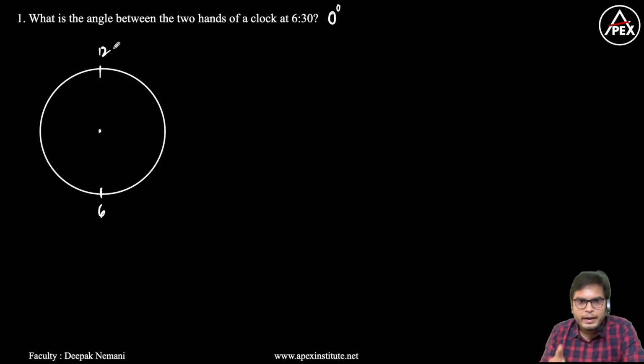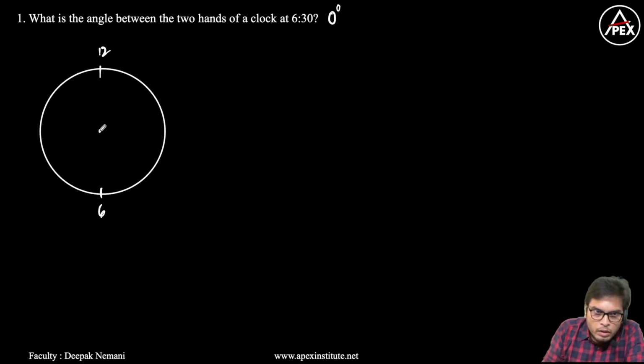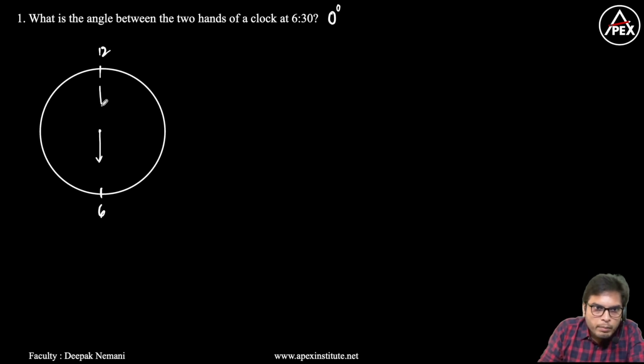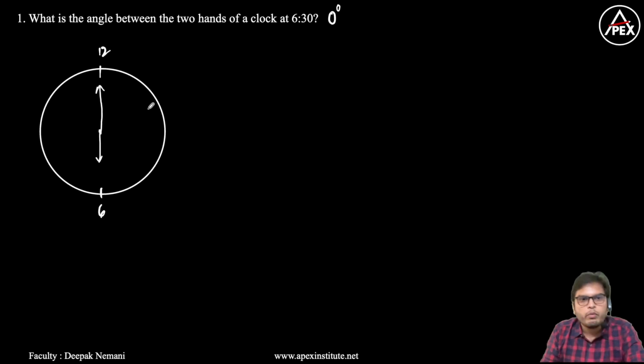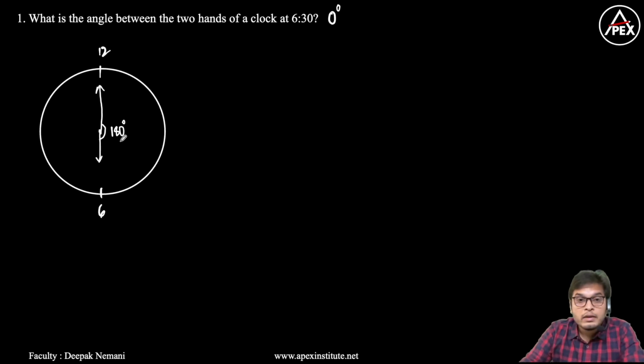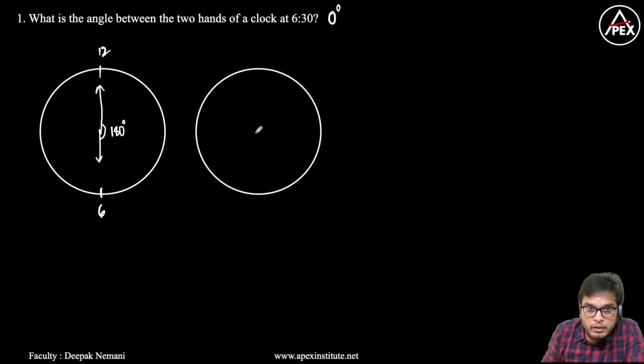6:12, and exactly at 6 o'clock, the hour hand will be coinciding with 6, and the minute hand, the longer hand, will be coinciding with 12, and the angle between these two hands exactly at 6 o'clock will be 180 degrees. Whereas at 6:30, right?